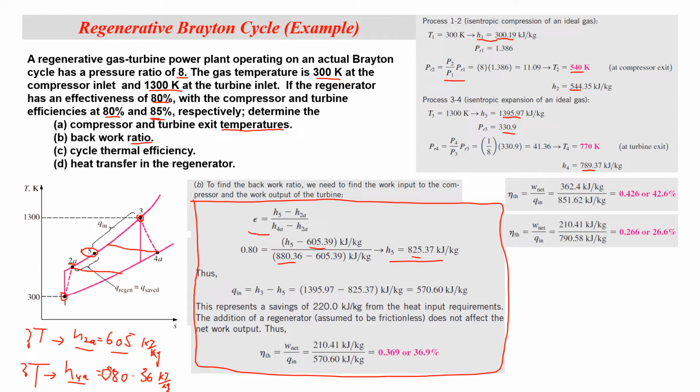So our Qn is actually from 5 to 3. This is the Qn, and which is equal to 570.60. Our net work output did not change, but our Qn did. So our efficiency rose from 26.6% to 36.9%. It is still again lower than the peak efficiency of the original Brayton cycle, but again we have to consider the inefficiencies as well. So this means that if you compare it to the original cycle, our efficiency increased by about 10.3%.